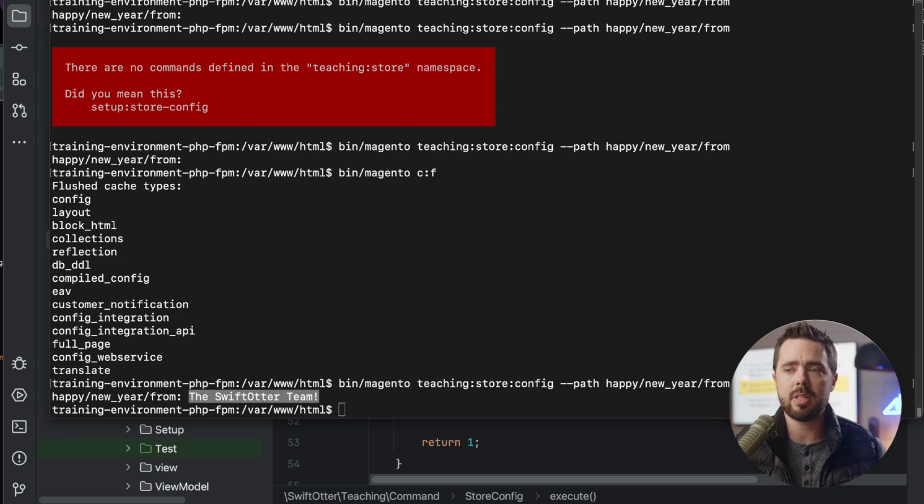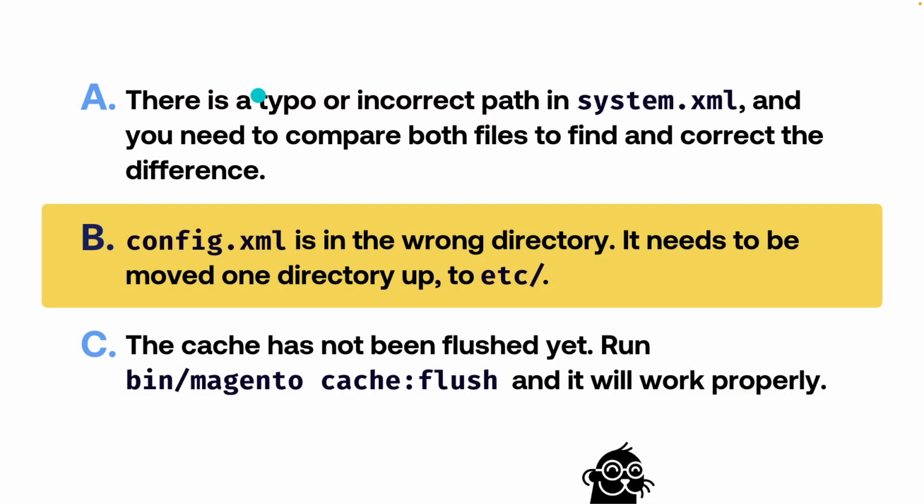But then finally we have C, the cache has not been flushed yet. So that would also be possible, but again, in the grand scheme of things, you're probably going to be flushing the cache anyway. So while A and C are both potential possibilities, those should have already been dealt with, and this really is the one that's causing the problem here. It's one of those stupid little things that can really cause a problem long term.